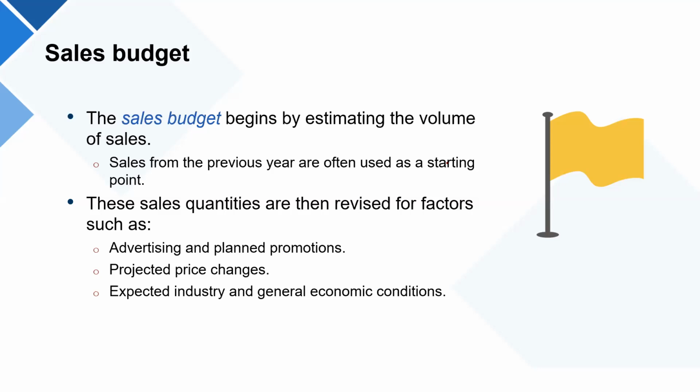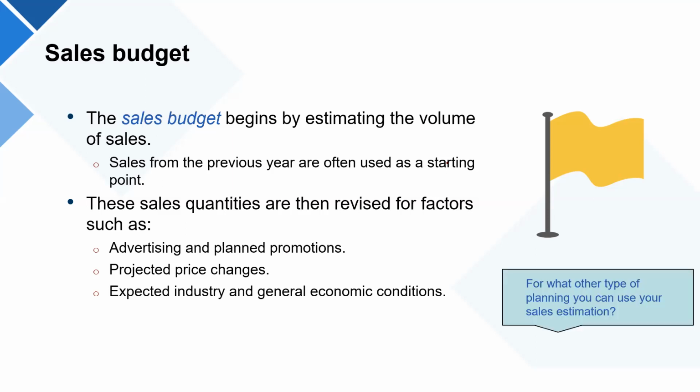How do you determine that volume? Generally you will use the previous year's sales as a starting point, and then if you have sales plans or sales objectives that you want to reach as growth, you include that growth inside your sales volume estimate. As we are starting with the sales budget, it is going to drive all the budgets. It can help you to plan advertising, promotion, price changes, and also to plan for expected industry and economic conditions.